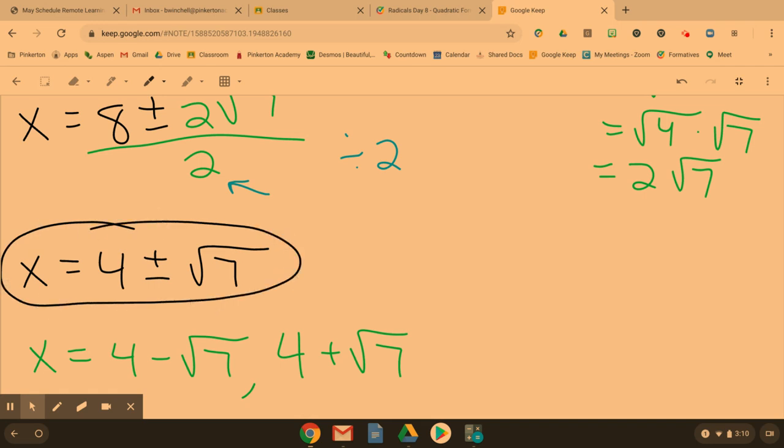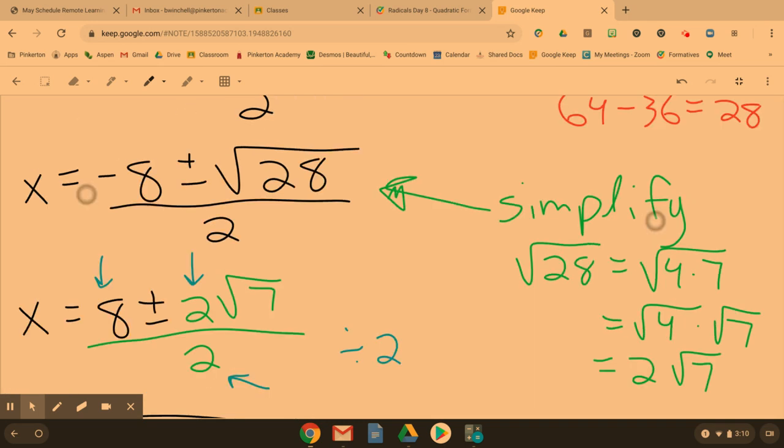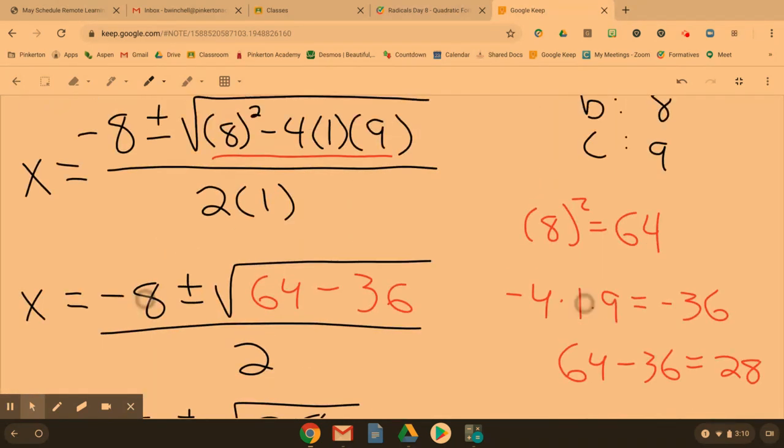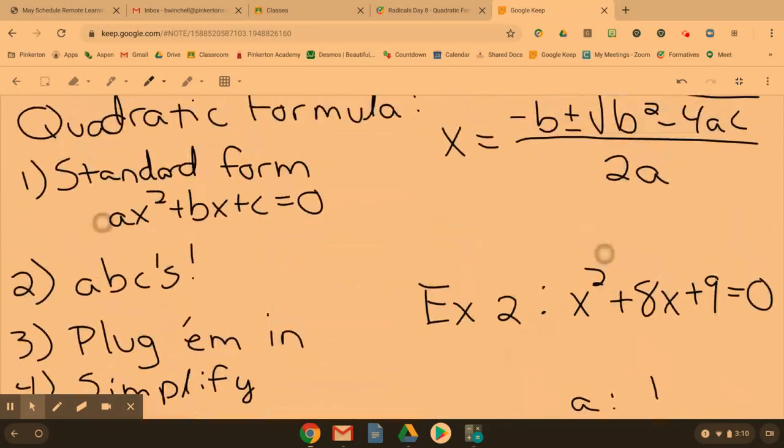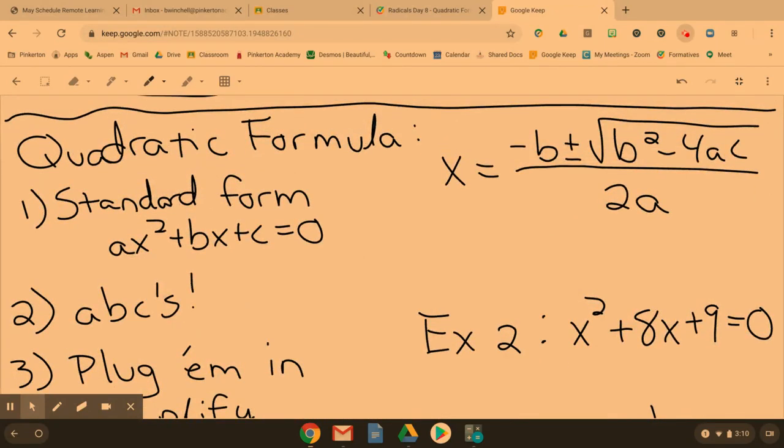So here I have my two irrational numbers, x equals negative 4 plus radical 7 and x equals negative 4 minus radical 7. This is our second example of using the quadratic formula, where we get two irrational roots as our final answer. Stay tuned for more examples.